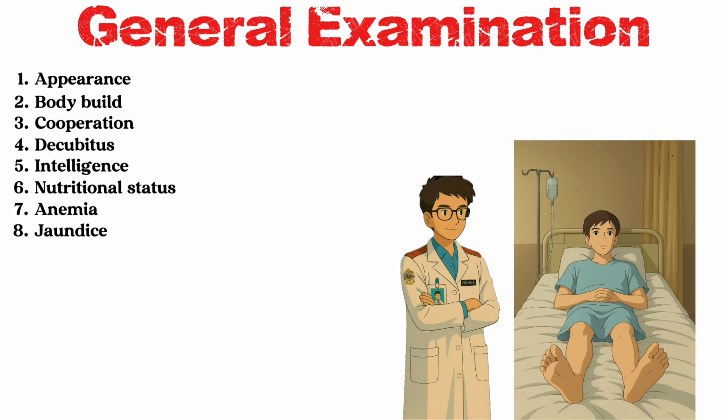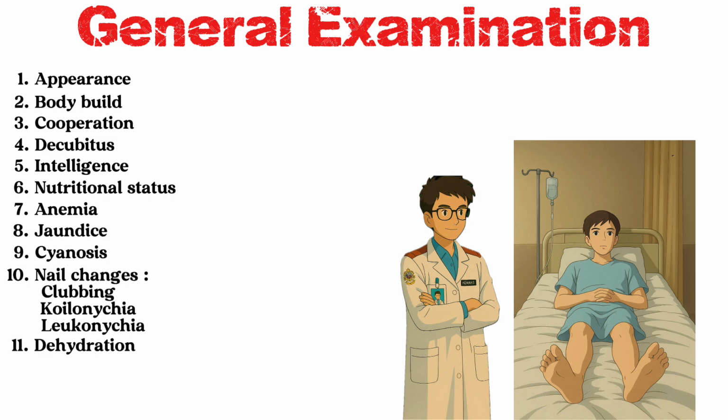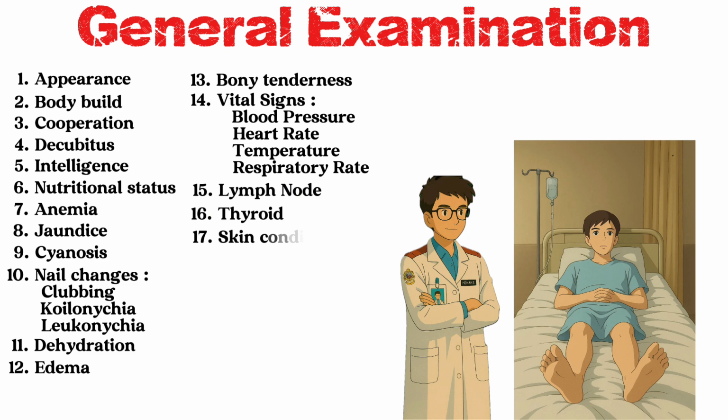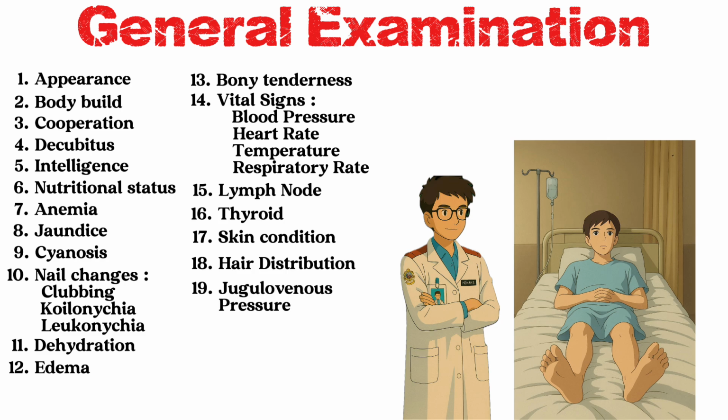Then comes anemia, jaundice, cyanosis, nail changes like clubbing, koilonychia, leukonychia, dehydration, edema, bony tenderness, and vital signs like blood pressure, heart rate, temperature, respiratory rate. These are some of the most important things that we see during our general examination. Then comes lymph node, thyroid, skin condition, hair distribution, and lastly, jugular venous pressure. So these are all the 24 things that we see in a patient during our general examination.